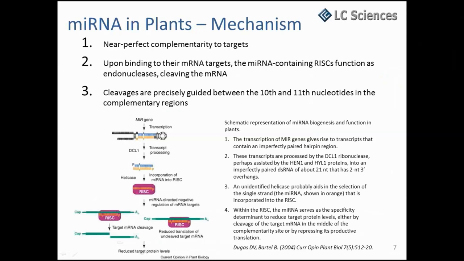And from this plot, we know that the precursor microRNA is transcribed from the microRNA gene, and then processed into a double-strand small RNA. After that, only one strand will be incorporated into the RISC, and the other strand will be cleaved.